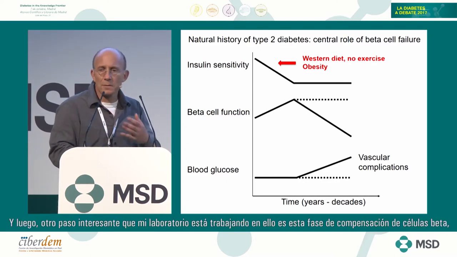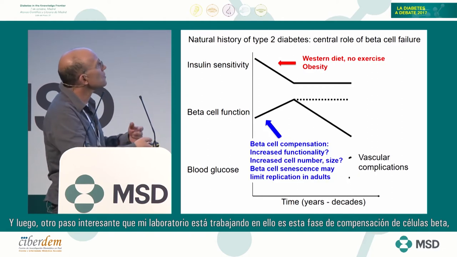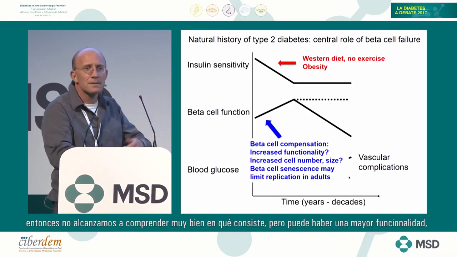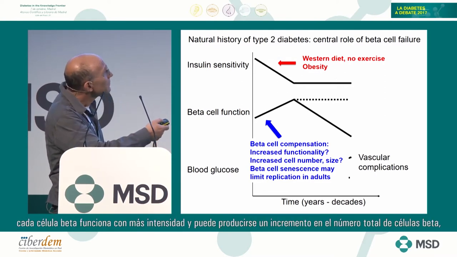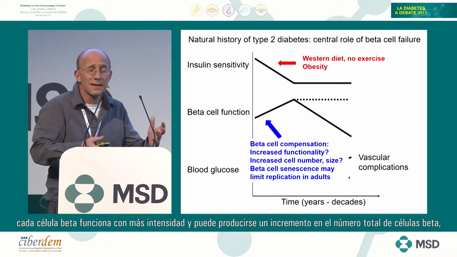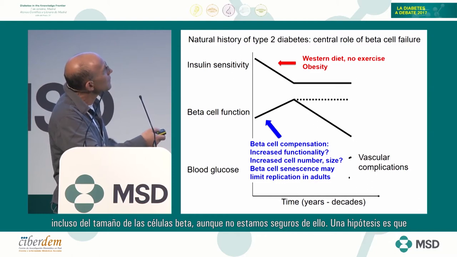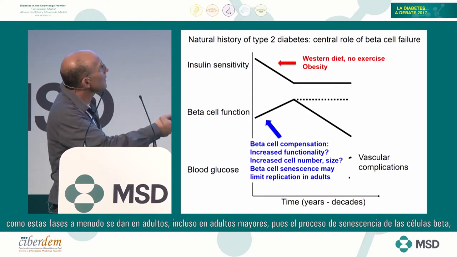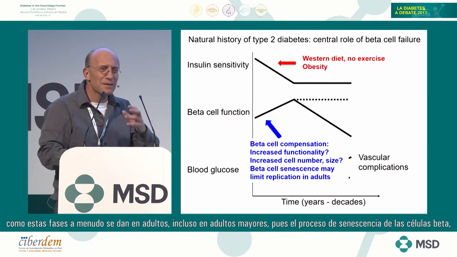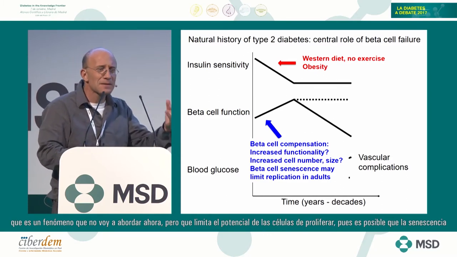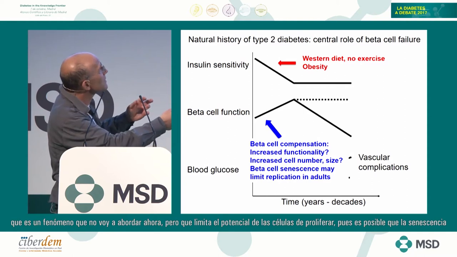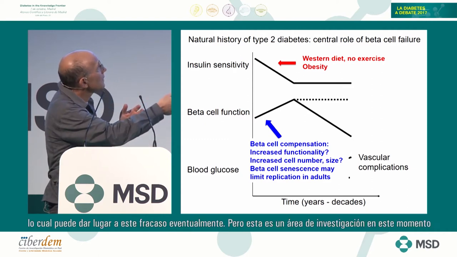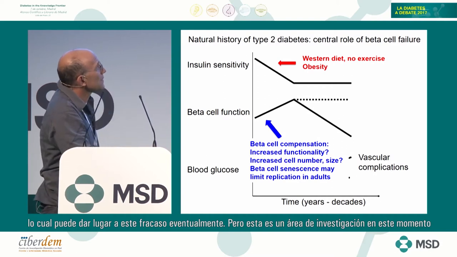The second interesting step that my lab is working on and many others is, of course, this stage of beta cell compensation. So what is it? We don't even understand what it is. There, of course, might be increased functionality, so each beta cell works harder. There might be an increase in total beta cell number, or maybe even beta cell size. Surprisingly, we're not even sure about that. And one hypothesis is that since these stages often take place in adults and even old adults, then the process of beta cell senescence, a phenomenon which I will not talk about too much, which really greatly limits the potential of cells to proliferate, it is possible that beta cell senescence may limit the ability of the individual to increase beta cell mass, leading to this failure eventually. But this is really an area of active research. We don't know much about that.